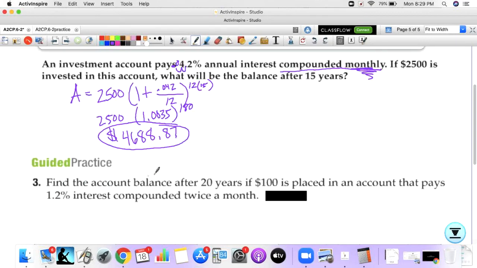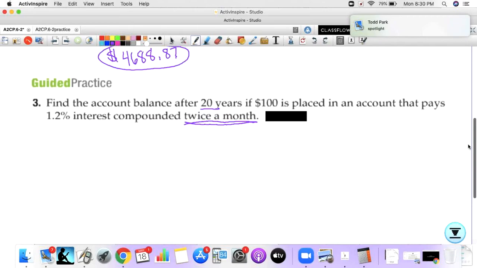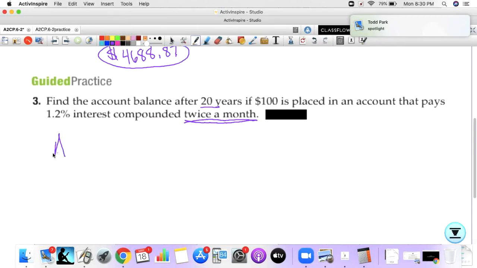So find the account balance after 20 years. So this is letting me know this is going to be my T, my time frame. If $100 is placed in an account, so this is where we start, and it pays 1.2% interest compounded twice a month. So that twice a month is going to tell me how many times I need to have my N value outlined. Okay? So let's come down like this.